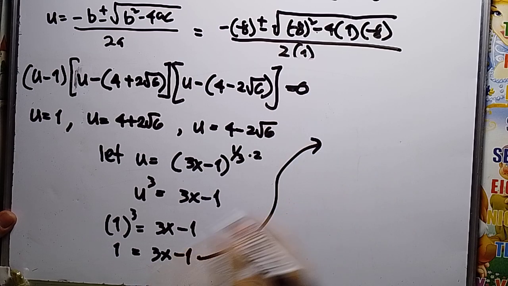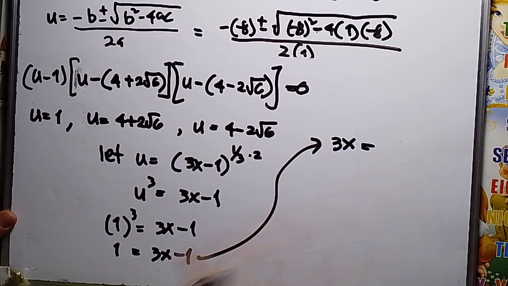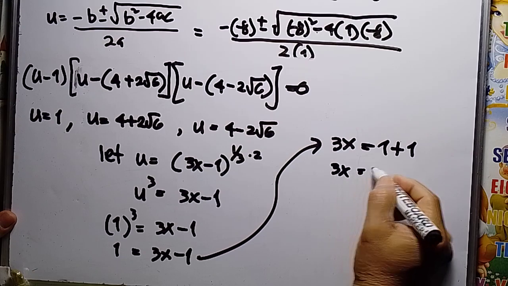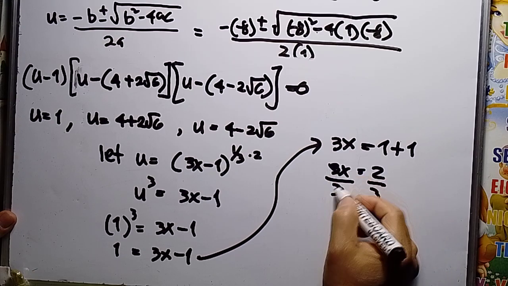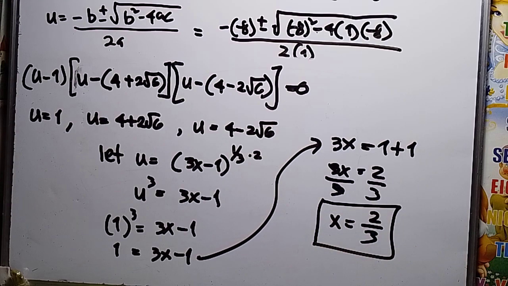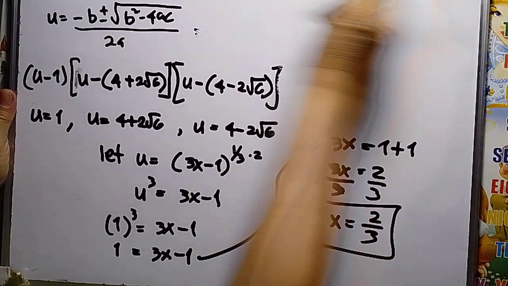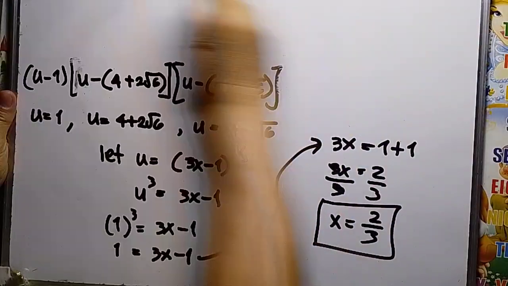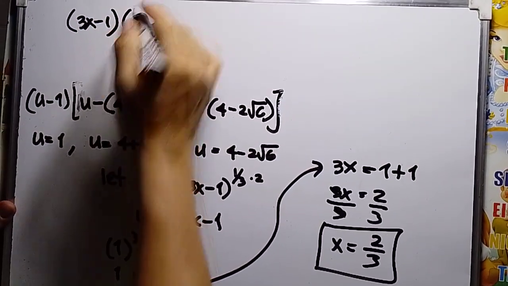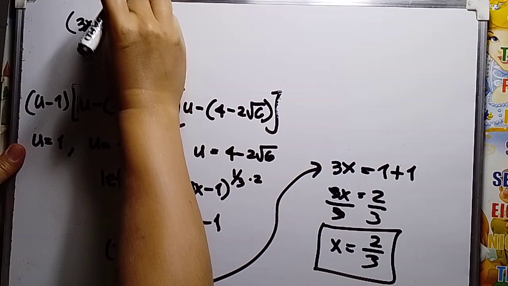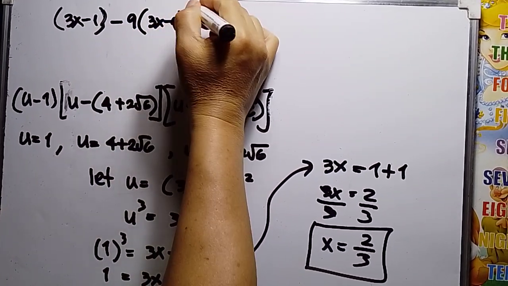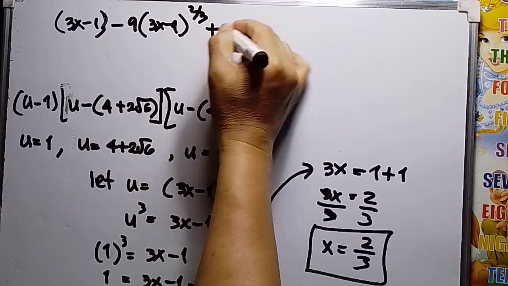So solving for x, that will be 3x equals 1, the negative is changed to positive. So 3x equals 2, and then dividing by 3 on both sides, I come up with x equals 2/3. And then I need to check from the given equation if this is equal to 0. So the given equation is 3x minus 1, minus 9 times (3x minus 1) raised to the power of 2/3, then plus 8 is equal to 0.